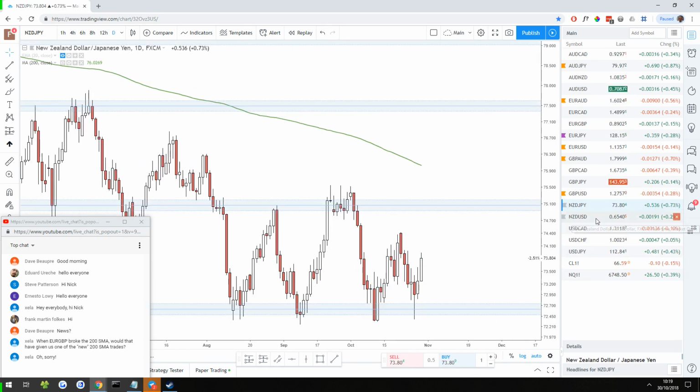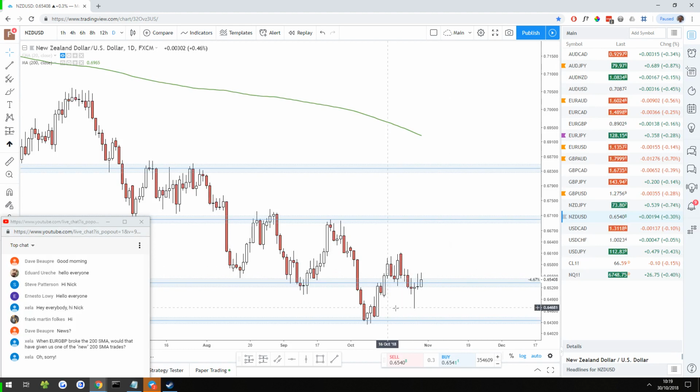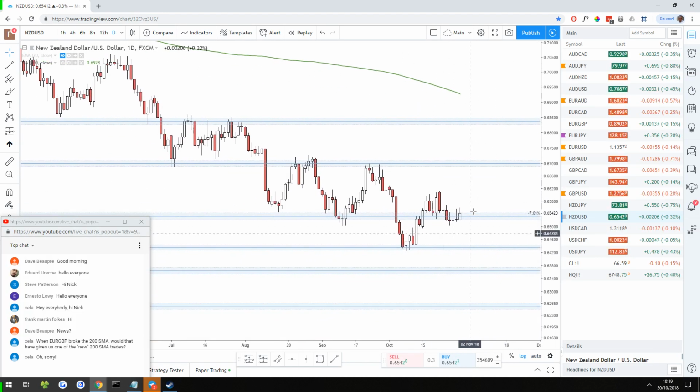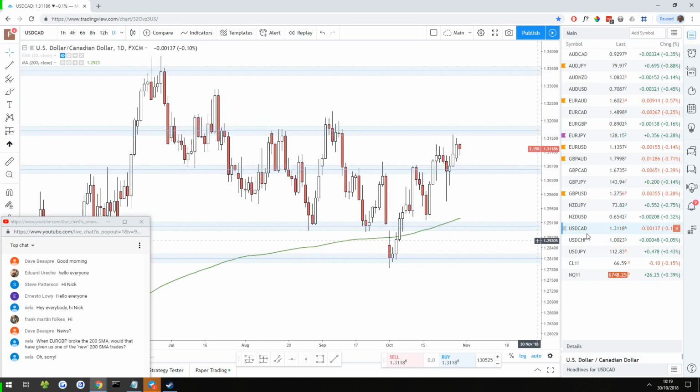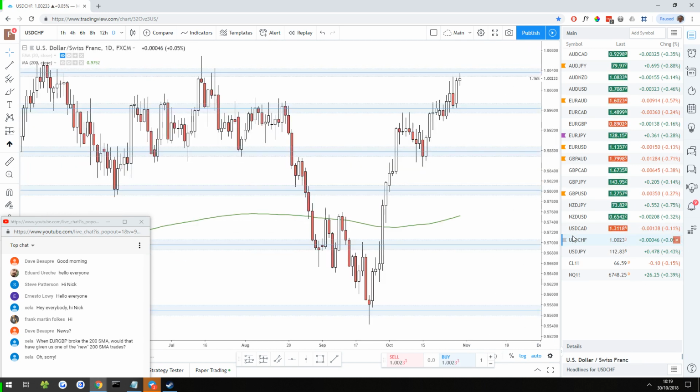New Zealand JPY, nothing much is going on. New Zealand USD, yeah, I mean, this is just an absolute mess right now, so there's nothing I'd want to trade there. USD CAD pushing up to this resistance area, but again, very messy pair at the moment, so nothing I'd want to trade there.